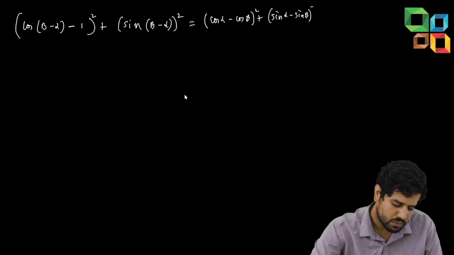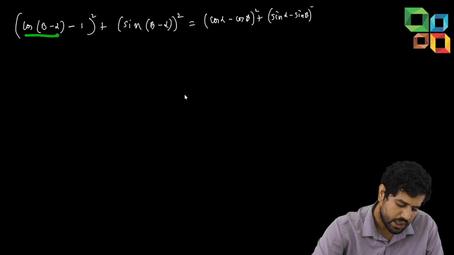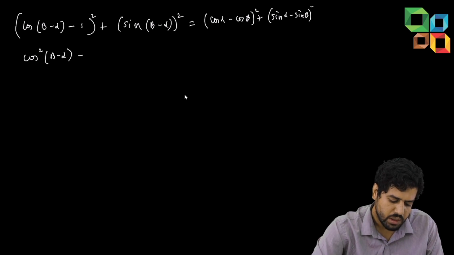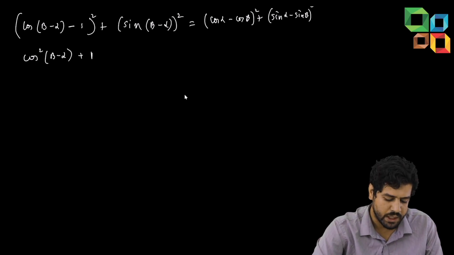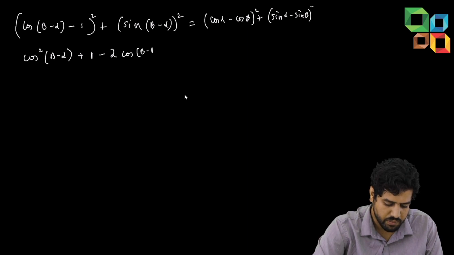So now this I can write as a minus b whole square is a square, which is cos square of beta minus alpha, plus b square, which is 1, minus 2ab, which is 2 cos of beta minus alpha. And this will just be sine square of beta minus alpha.